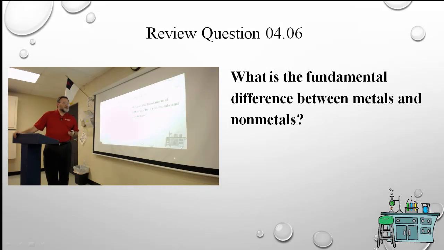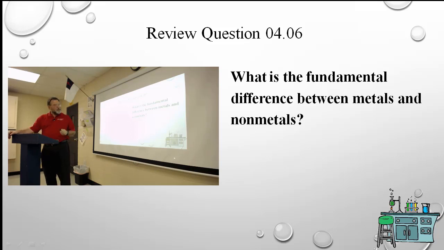What's the fundamental difference between metals and nonmetals? Nonmetals want to gain electrons and metals want to lose electrons. That's it. I know some of you went through the luster and malleability, and that was a couple modules ago. Now we're talking about fundamental properties, atomic structure, what's different about metals and nonmetals. Metals want to give up electrons, nonmetals want to receive electrons.